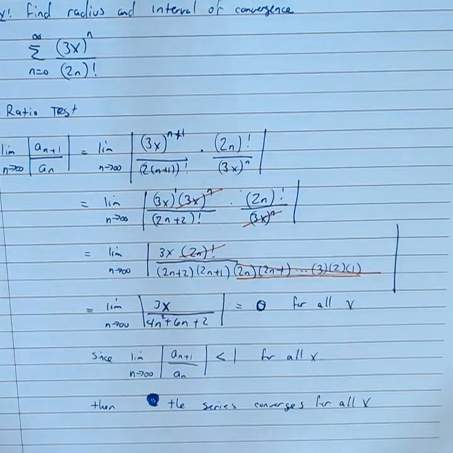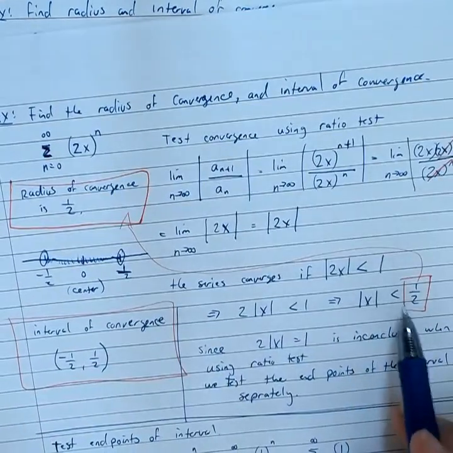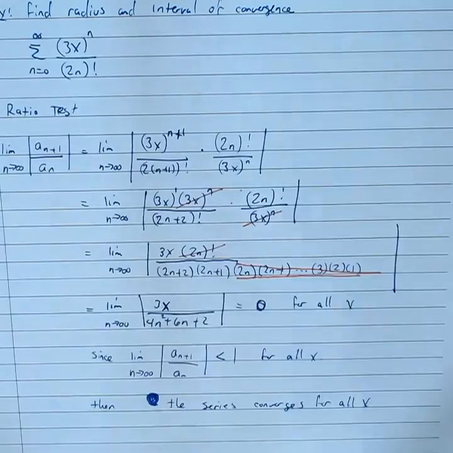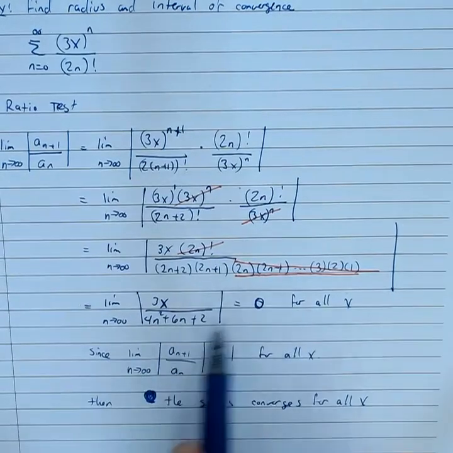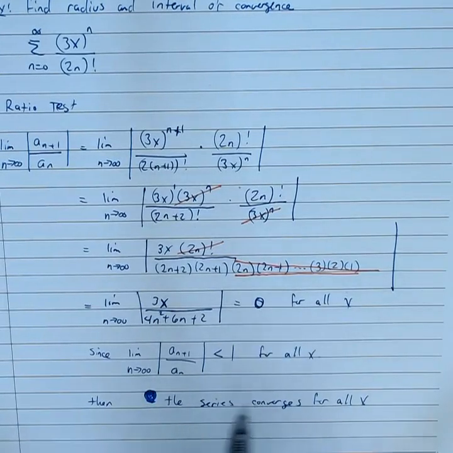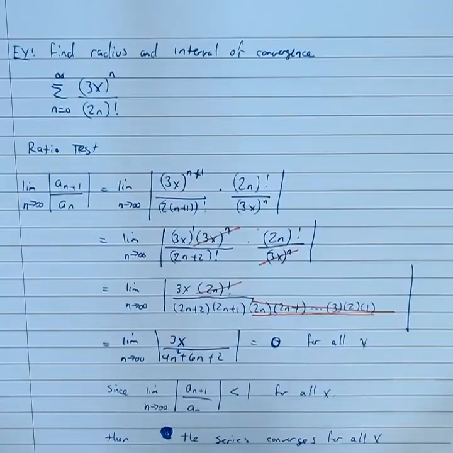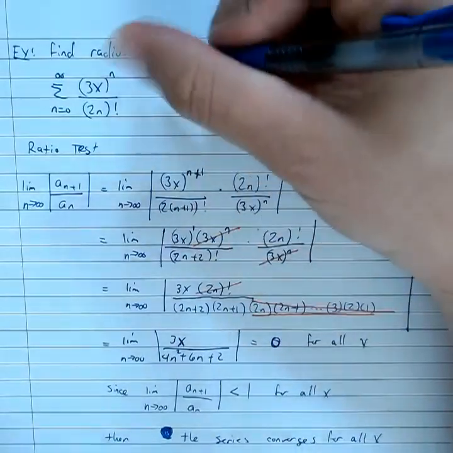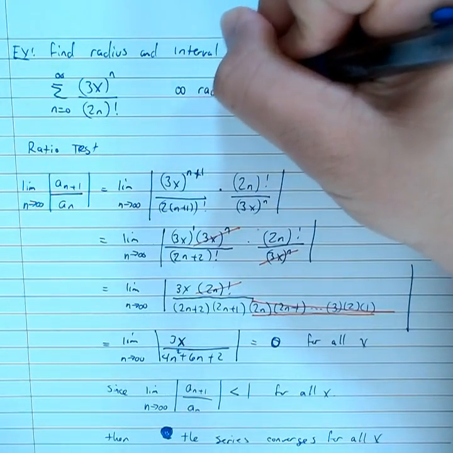All right. Over here, it wasn't always less than 1. It was only less than 1 when x was less than a half. But over here, there was no x left. You got this limit was equal to 0 no matter what. Oh, okay, well then that means that this will converge no matter what. So that means that up here, our series has a radius of convergence that's infinite. Infinite radius of convergence.